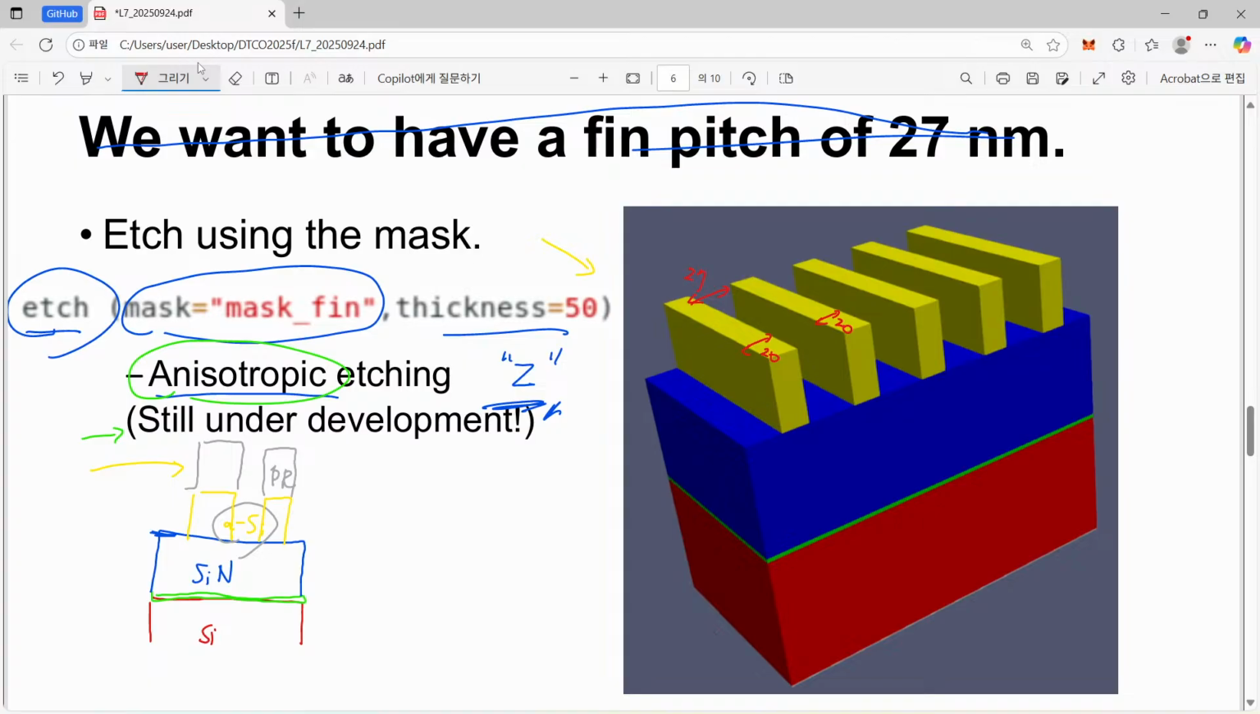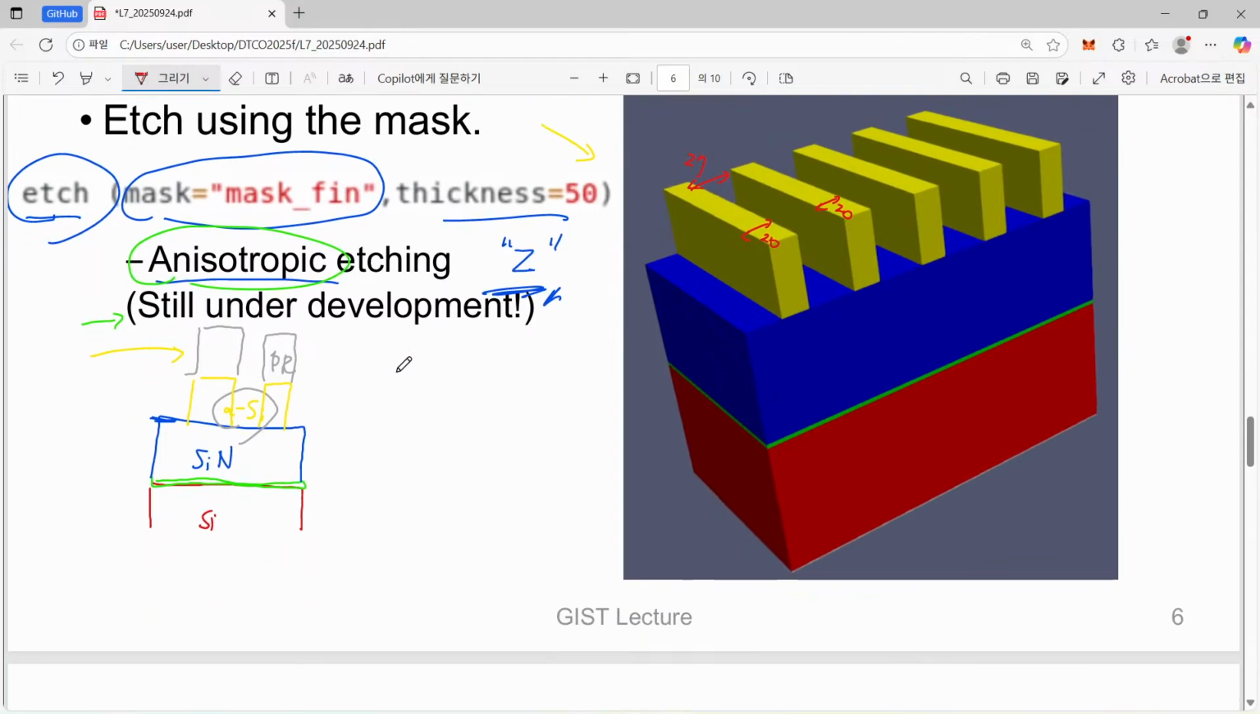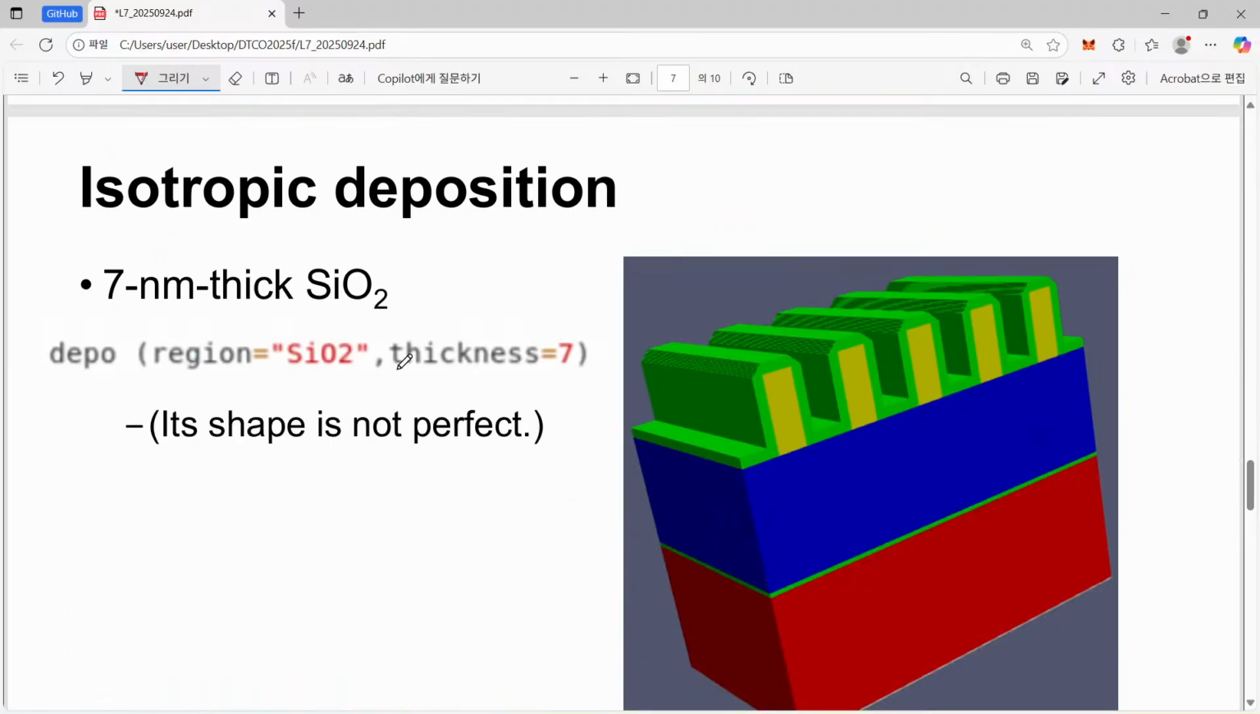Since spacing is 27 and width is 20, these lines have a pitch of only 54, which is twice larger than our wanted pitch of 27. Then how can we make this fine pitch, twice shorter pitch, out of this original drawn pitch? That is the magic of our double patterning, self-aligned double patterning. So this is the way.